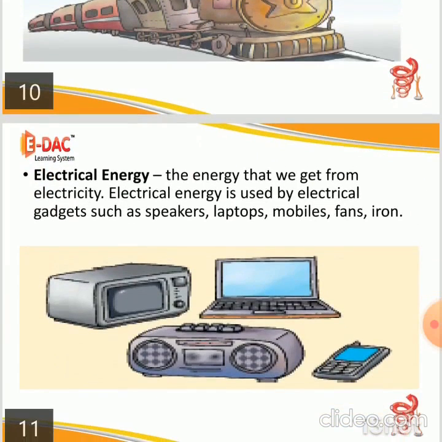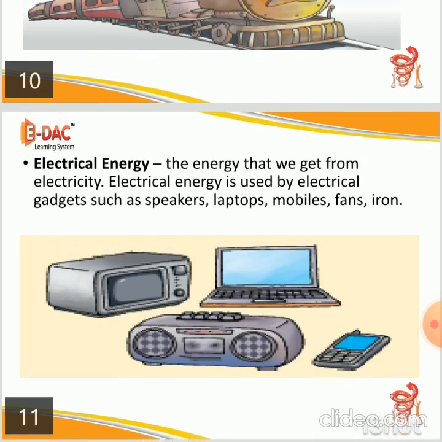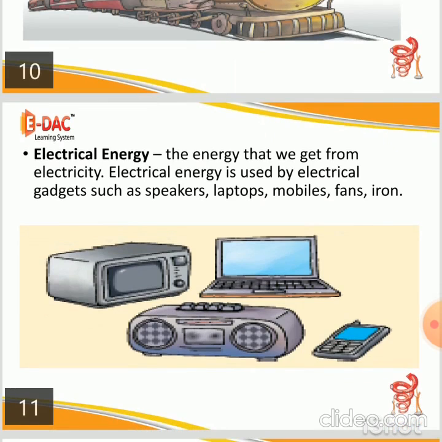Then we have something called heat energy. One of the most important forms of energy is heat energy. We get heat energy from the sun and from burning fuels. We use heat energy for cooking food, moving railway engines, heating water, and even heating our homes, right? So heat energy is a common source of energy. We use it in our daily life. To cook food, we use heat energy. We get this energy from the sun and by burning fuels, right? So this is called heat energy.